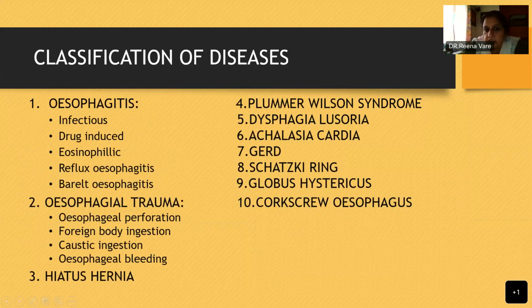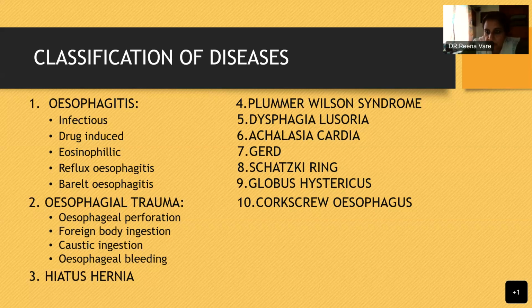Okay, now classification of diseases of the esophagus. Basically, there are 10 major classifications. The first will be esophagitis. Second will be esophageal trauma. Third will be hiatus hernia. Then we have Plummer-Vinson syndrome, dysphagia lusoria, achalasia cardia, GERD, that is gastroesophageal reflux disease, Schatzki's ring, globus hystericus, and corkscrew esophagus. Now, esophagitis is basically of 5 types: infectious, drug-induced, eosinophilic, reflux, and Barrett's.